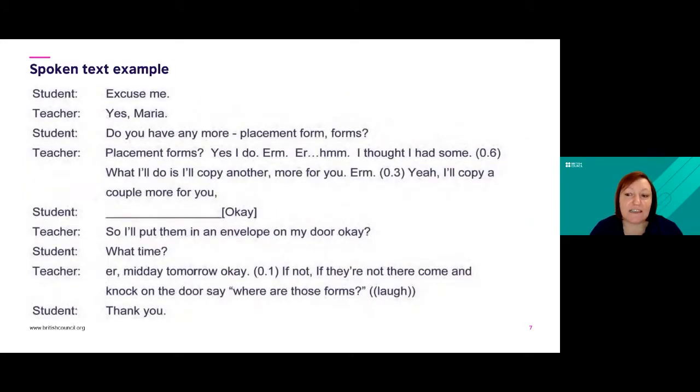Let me give you an example of a text. This is a spoken text and I've written it so we can see the features. It's between two native speakers, a female student and a teacher. Please note that these numbers in brackets, don't worry about them, they're just the length of pause between the words, so forget those. Can you just read that and I'll show you some really important features of unplanned speech. I'll give you a minute to read that.